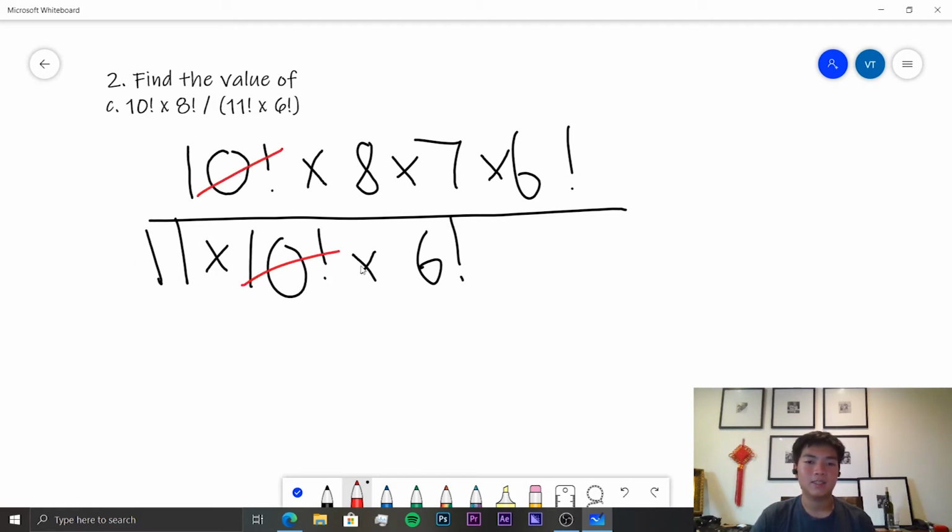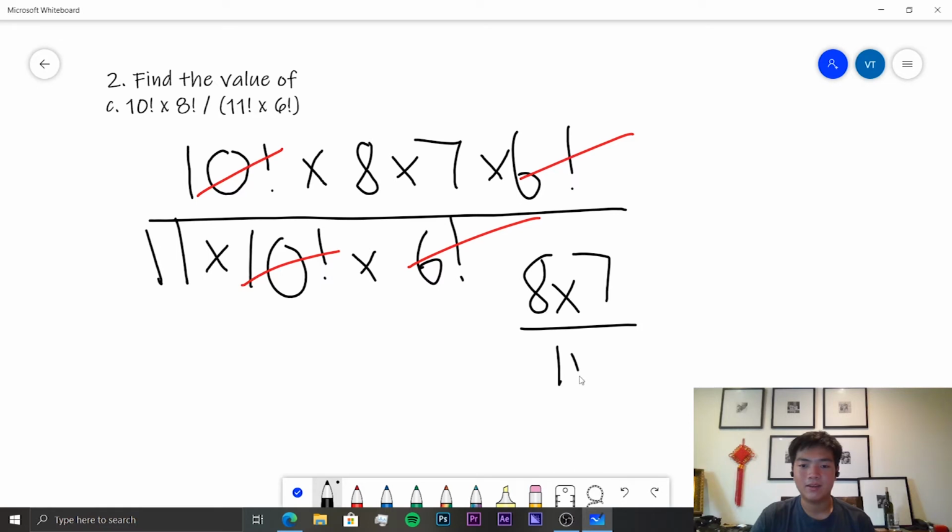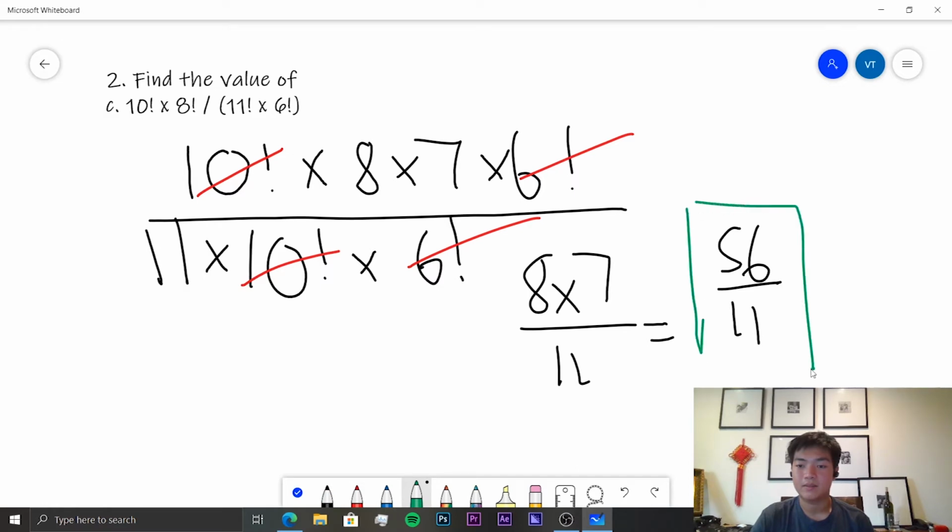We can straight away cross out the 10 factorials and the 6 factorials, and we're left with 8 times 7 divided by 11, which is 56 over 11. And that would be our final answer. Okay, let's move on to the next problem.